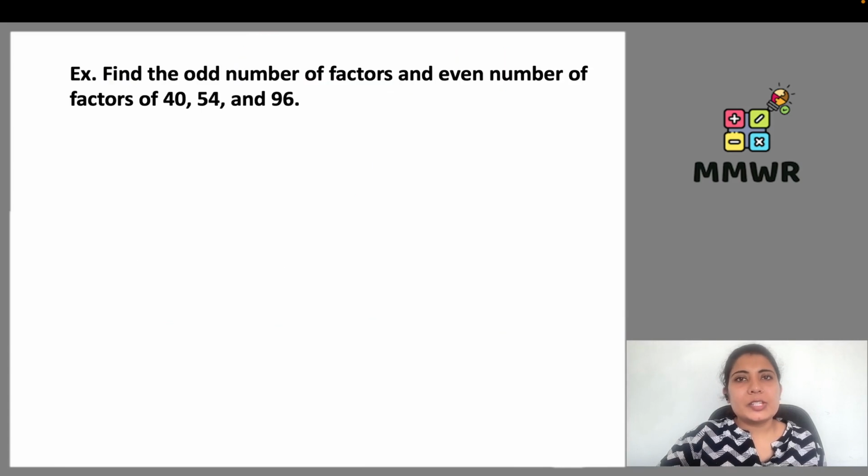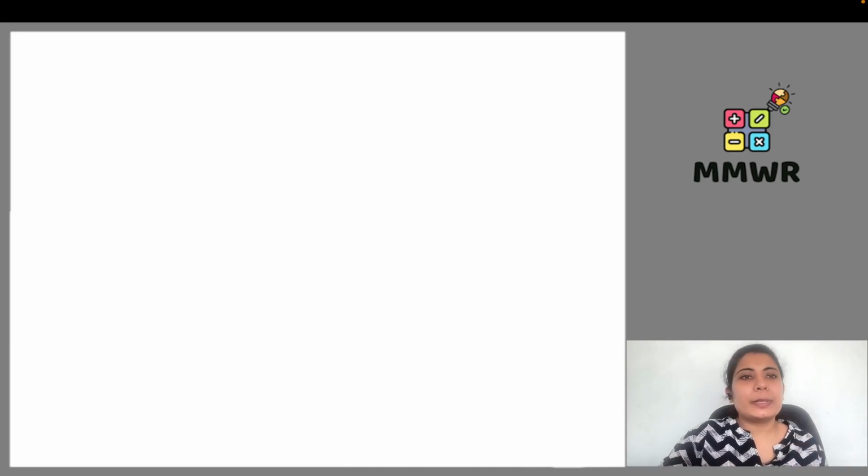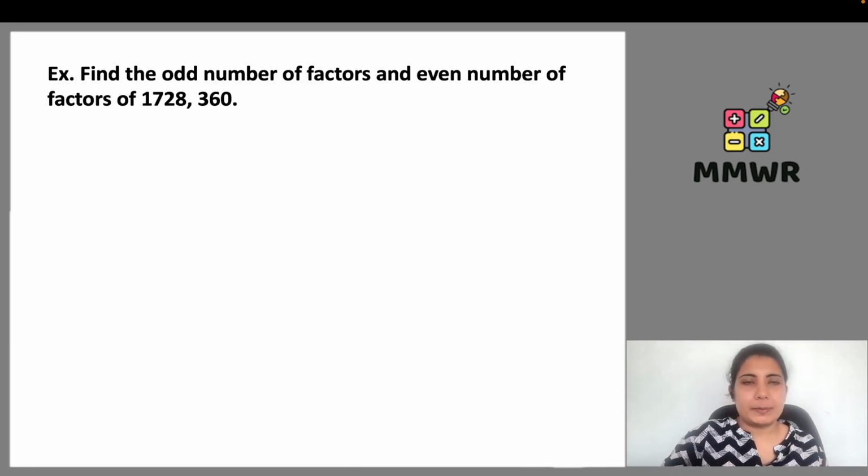Okay. Let's move to another example where we have to find out the odd number of factors and even number of factors for 40, 54, 96. Okay. These are the small numbers. I'll show you for the big number first and then we'll come back to the same numbers.